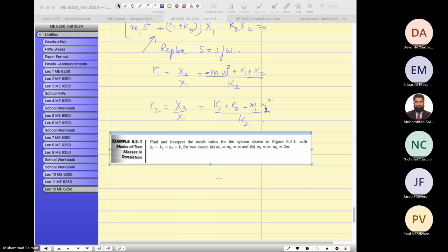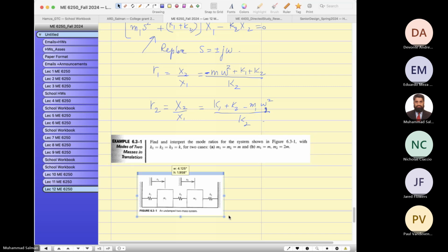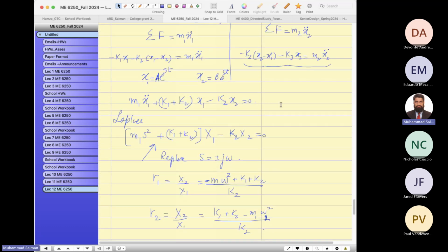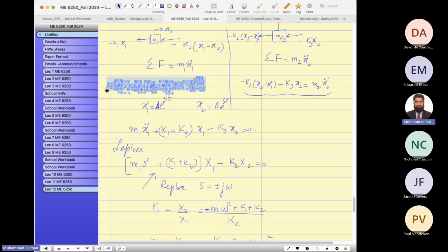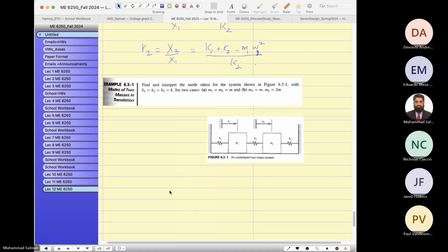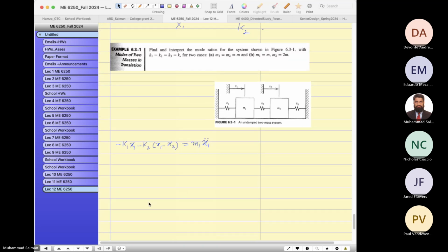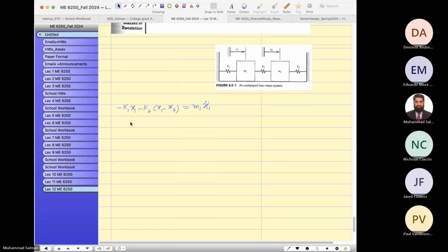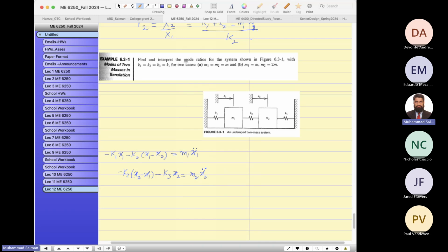And over here, the same system is the same one. So let's grab this equation of motion here. I want to take this equation of motion, and the other equation of motion here. We already have done the work, so we don't need to redo this. The question is, find and interpret the mode ratios.